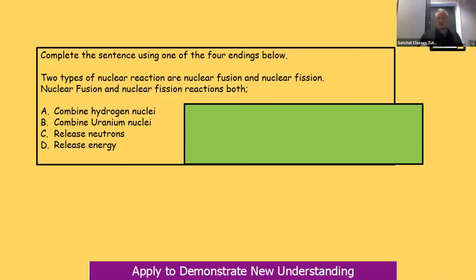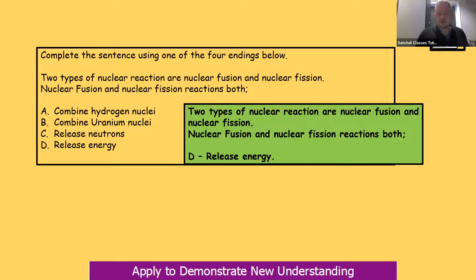B: Combine uranium nuclei. Again, this can't be true because we know that both reactions don't combine. C: Release neutrons. Well, at no point in our definition did we discuss the release of neutrons in fusion. In fact, in fusion we said that things are combining, not being released. So that again negates that one. And finally, D: Release energy. Both these reactions release energy, that's why we do them. And so the answer is D.